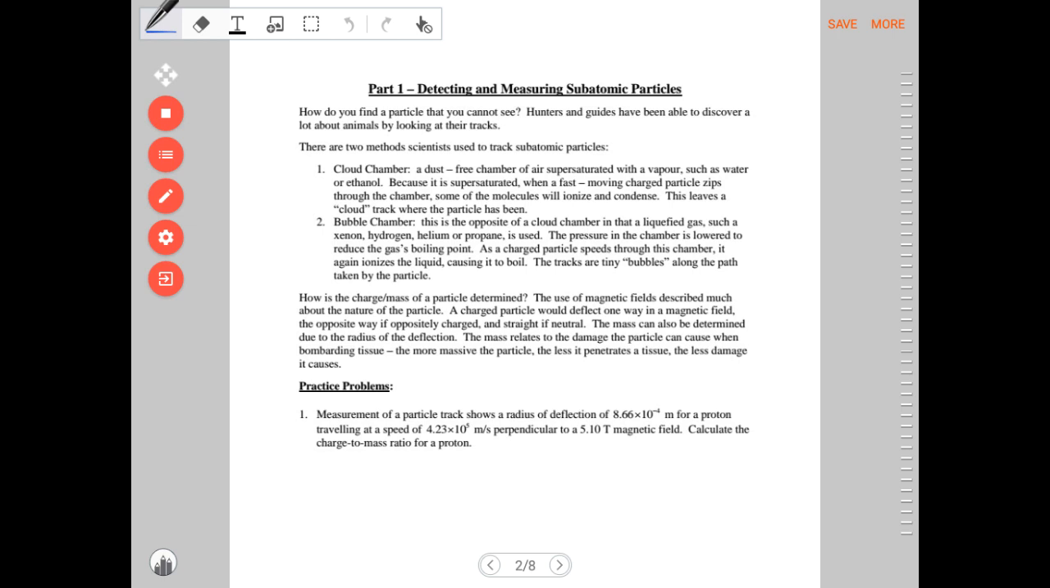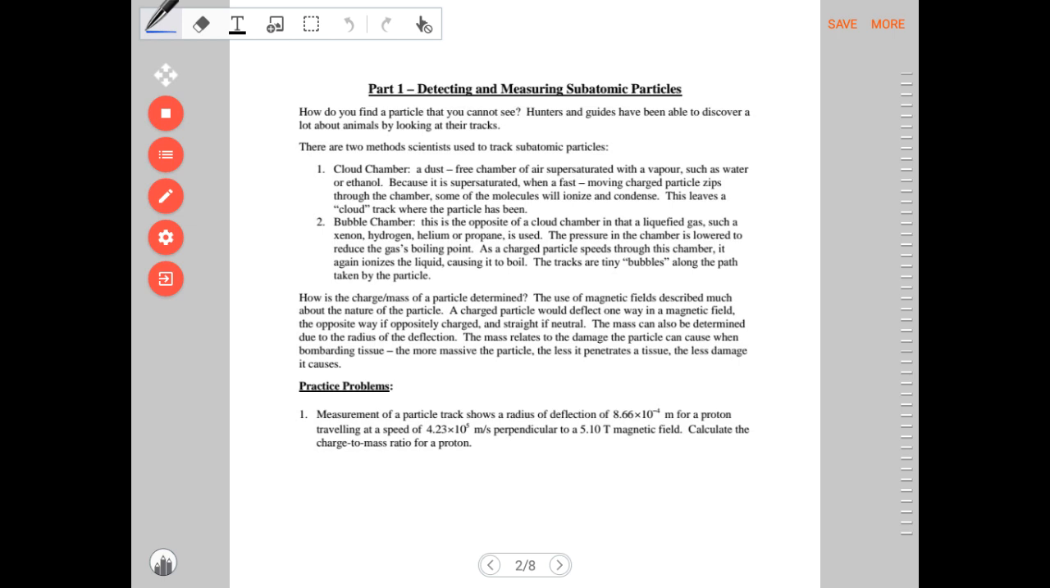So part 1, detecting and measuring subatomic particles. So, how do you find a particle you can't see? Well, hunters and guides have been doing that for centuries. They've been able to discover a lot about animals just by looking at their tracks. So, in a very similar way, scientists use tracks for these subatomic particles to figure out a lot about them.